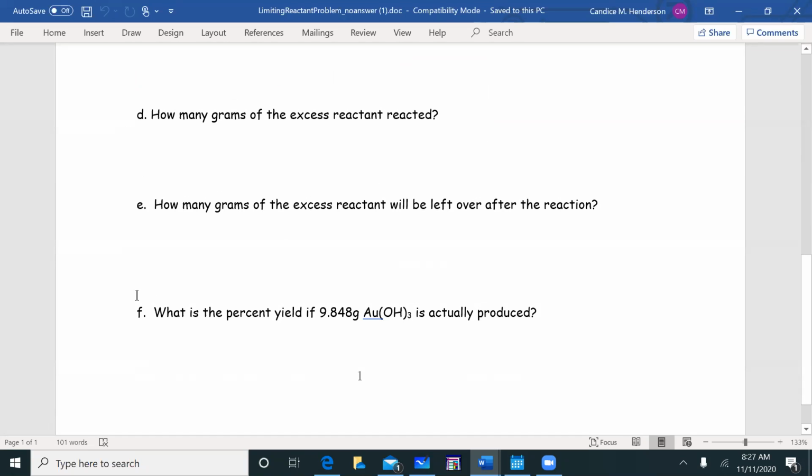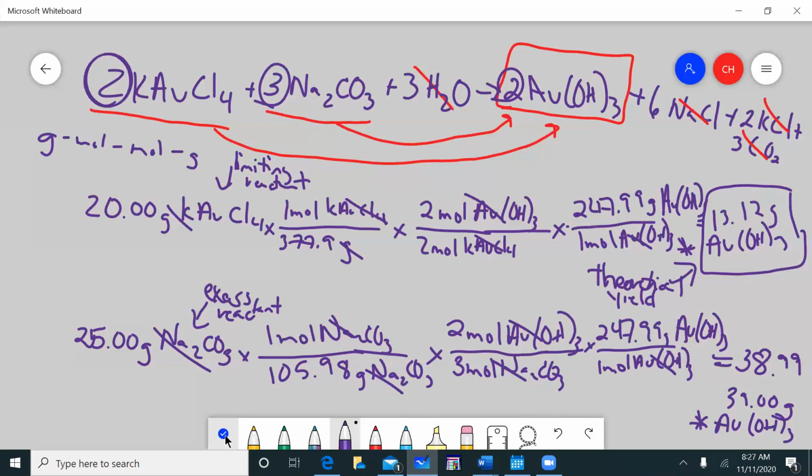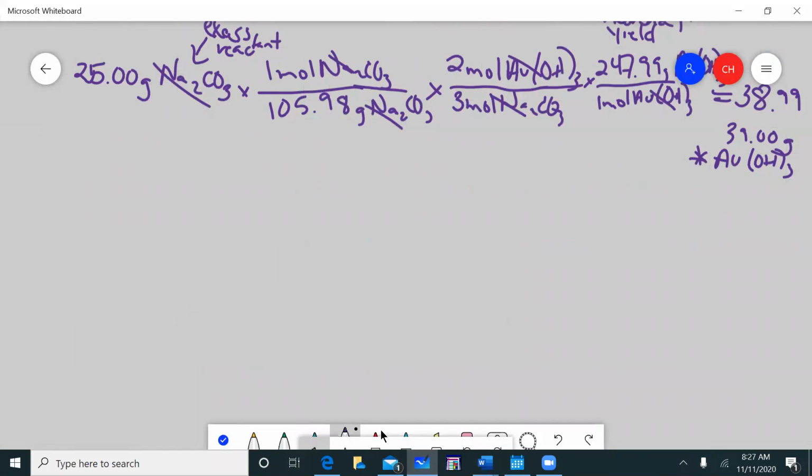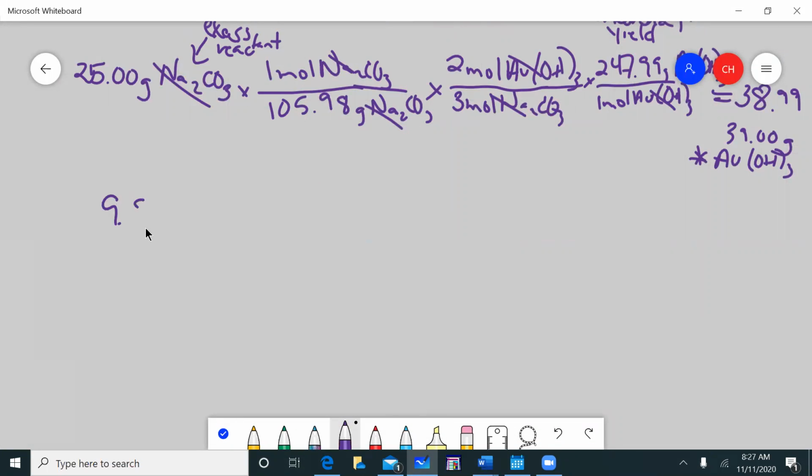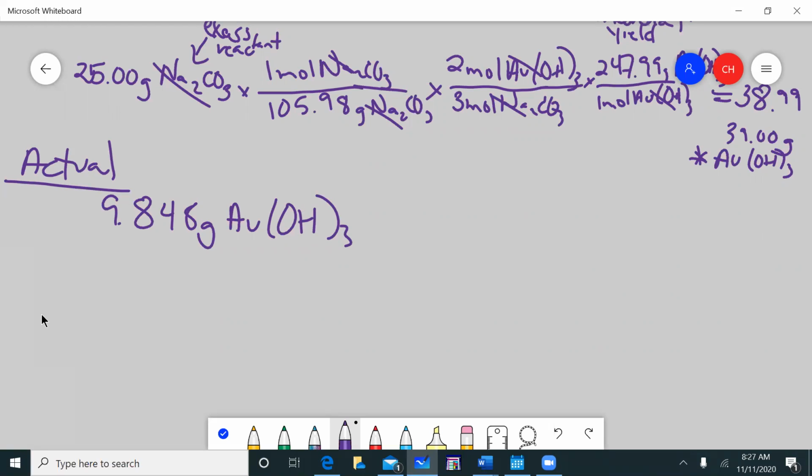This is what I want you to do right here, F. So what is the percent yield if in actuality you only produce 9.848 grams of the AuOH3? This is your actual. I want you to find what is your percent yield. How good were you at running this experiment if you could only produce 9.84 grams? That one I'll just give you like 2 minutes. You don't need a whole lot.